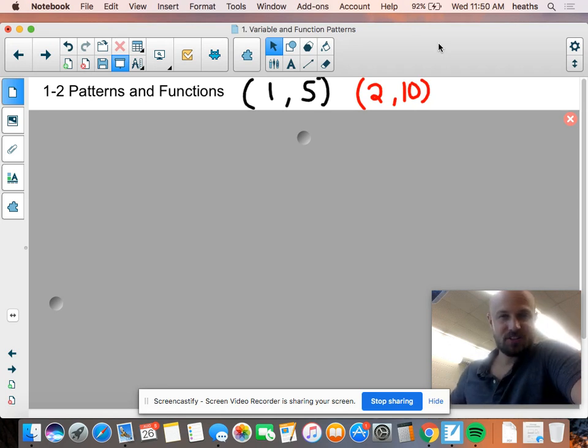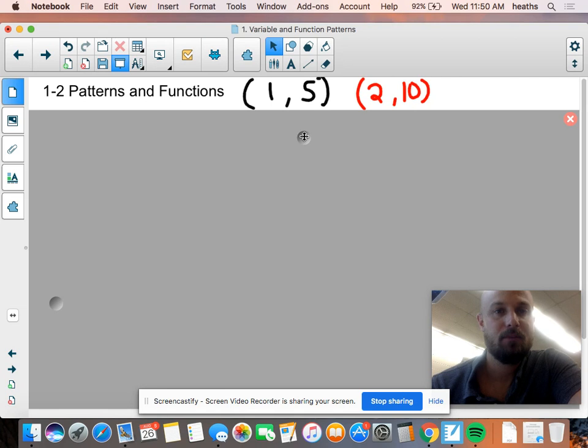When we look at the number set in red, the 2 would be the X or the input value, and the 10 would be the Y or the output value. So I wanted to give you a quick introduction of those two before we even start our notes.